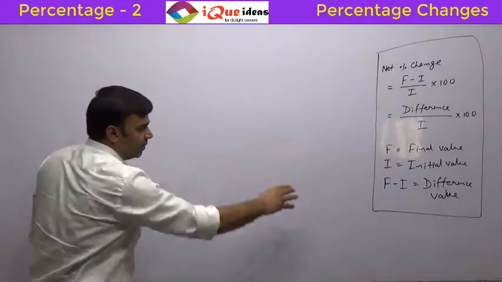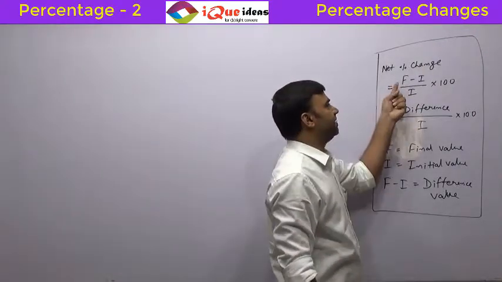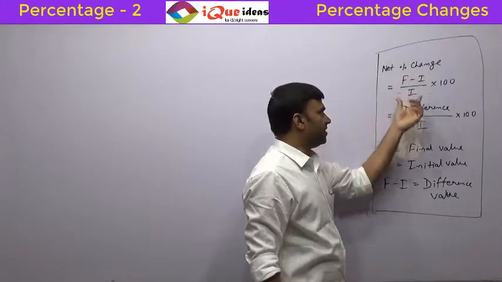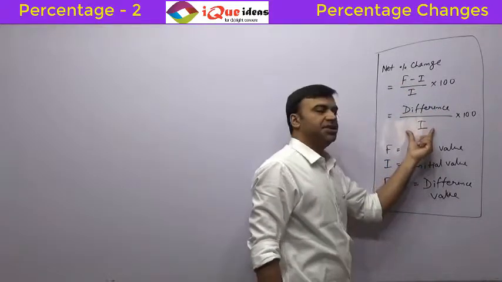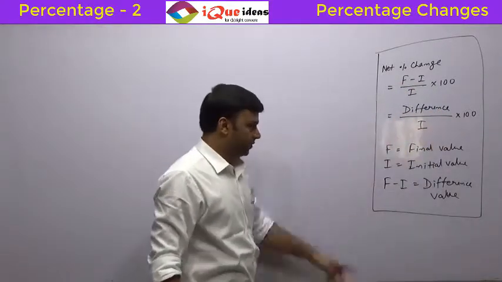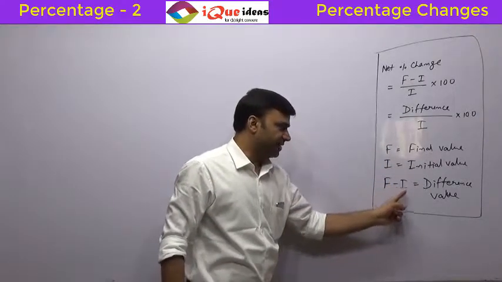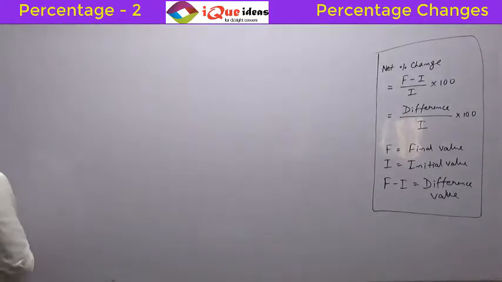Alright, so I have written the summary of the formula here: net percentage change is calculated as final value minus initial value upon initial value into 100. Or we can also say, in place of final minus initial, directly the difference value divided by the initial value into 100. So I have written the descriptions here. F is the final value, I is the initial value, F minus I is the difference value. Let's take some more examples.